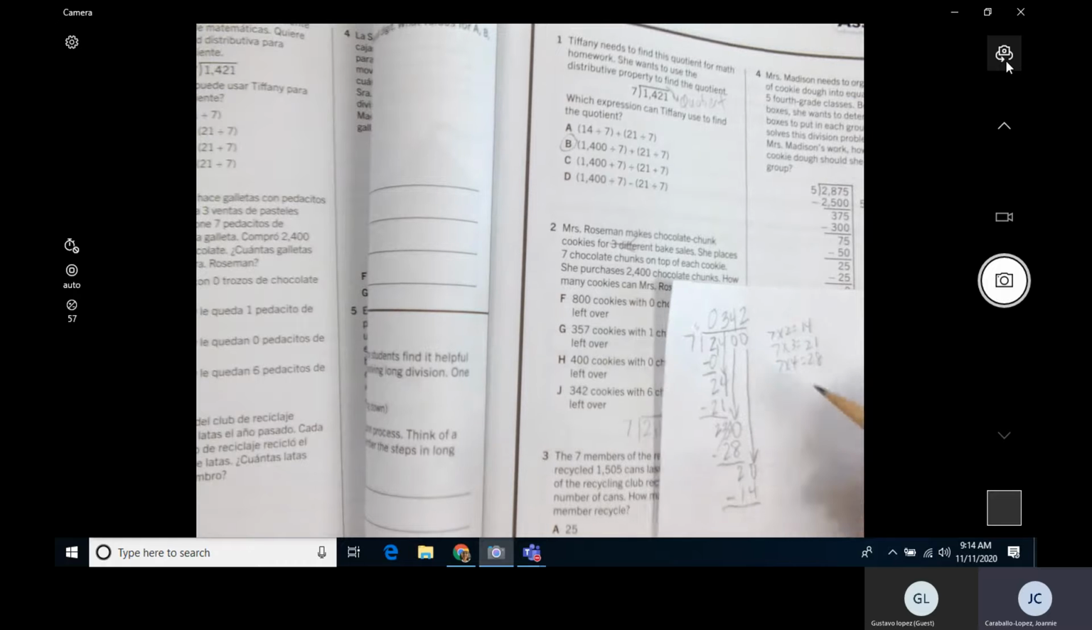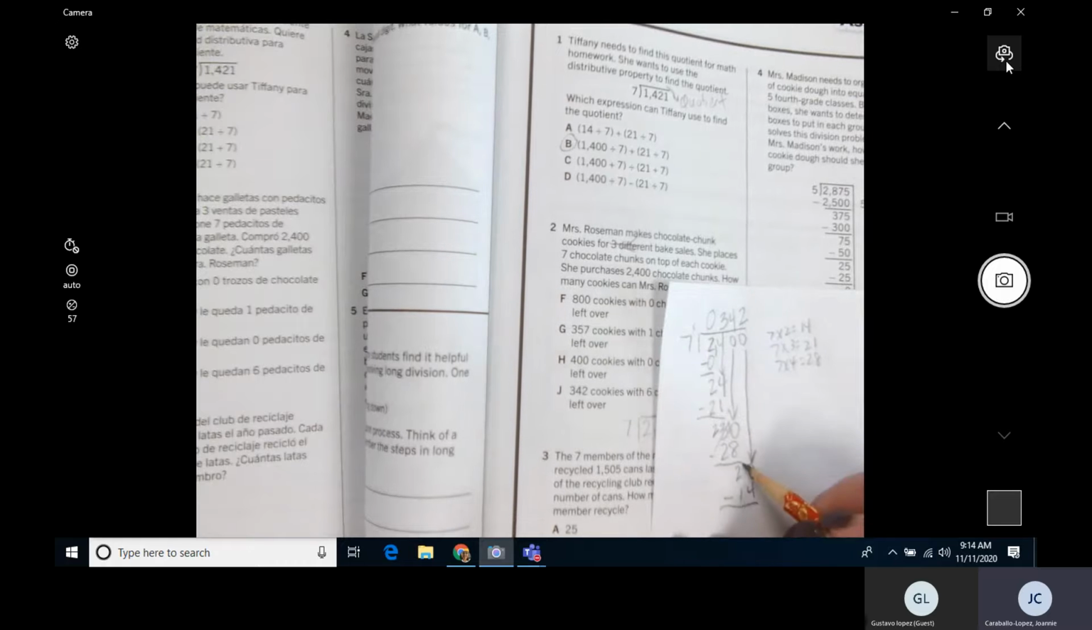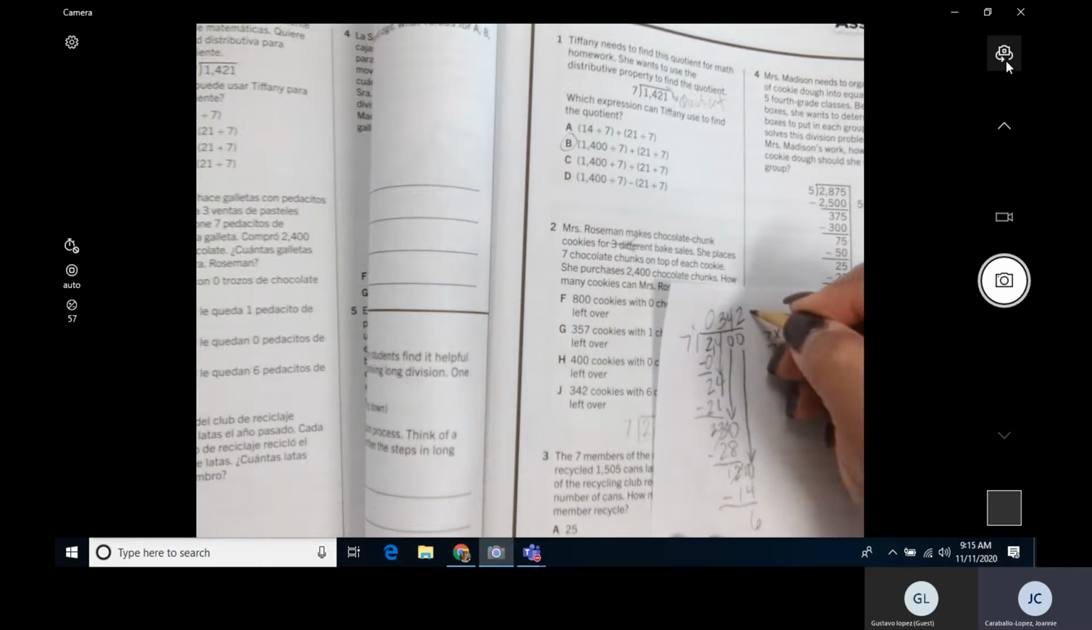Can I take away 0 minus 4? No. So I'm going to go ahead and scratch over my 2, borrow from him. He becomes a 1, and this becomes a 10. 10 minus 4 is 6. And I'm going to end up with what? A remainder o restante de 6.